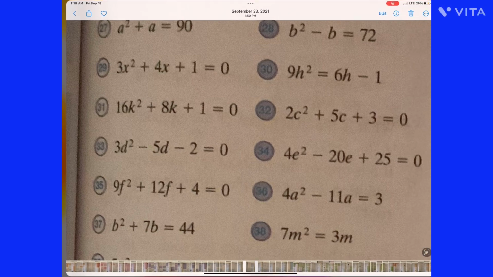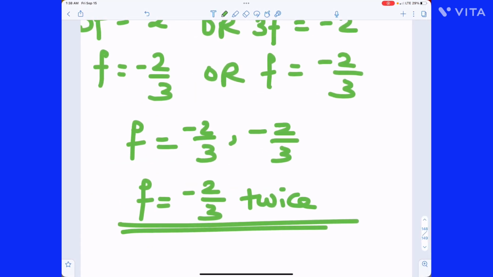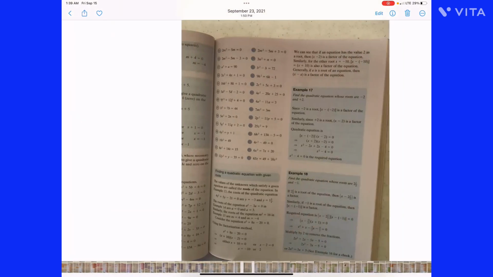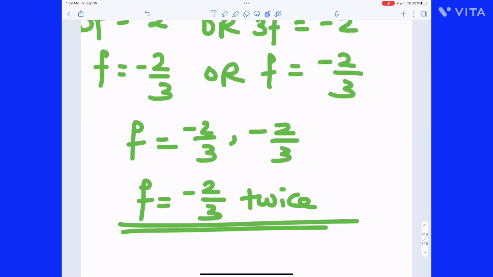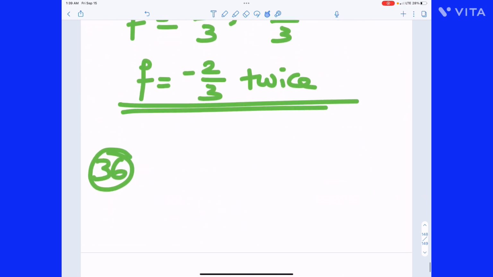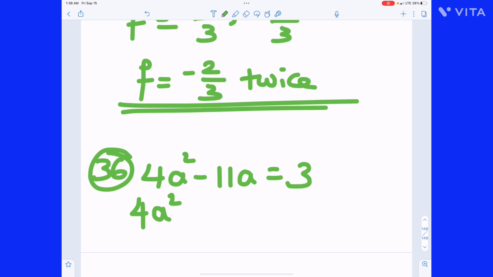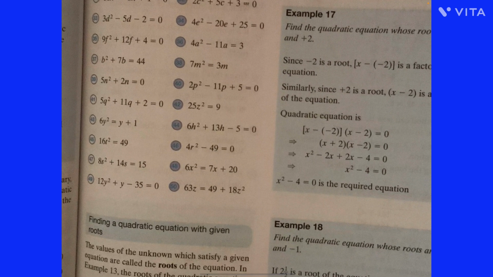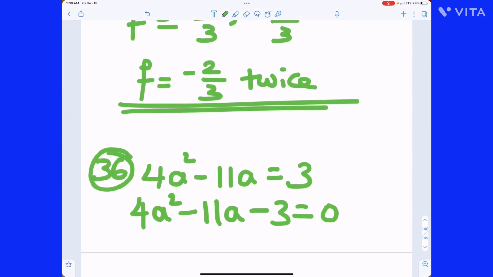36 now, 4a squared minus 11a is 3. Okay, I think I got that right. 4a squared minus 11a is equal to 3. So 4a squared minus 11a minus 3 is 0.